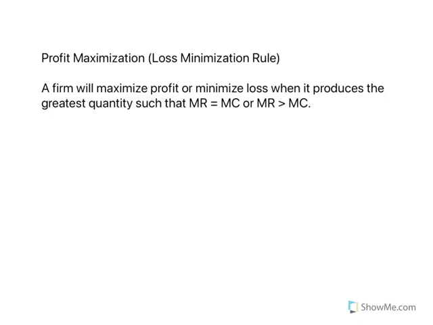And that rule says that a firm will maximize profit or minimize loss when it produces the greatest quantity such that marginal revenue equals marginal cost or marginal revenue is greater than marginal cost. Because you may be given a table where marginal revenue and marginal cost are never the same number. In that case, you should pick the quantity, the greatest quantity, where marginal revenue is still greater than marginal cost. This is a rule that you must know inside and out. It is incredibly important for microeconomics.